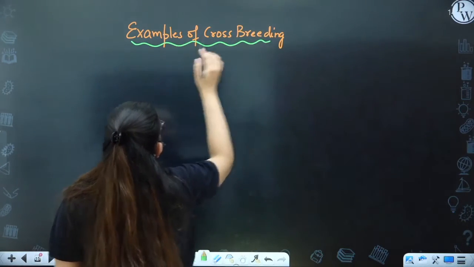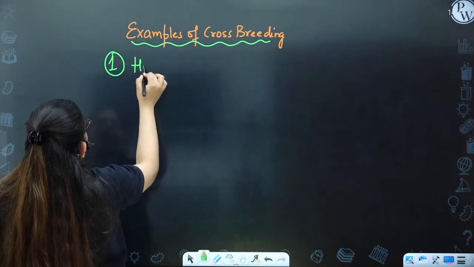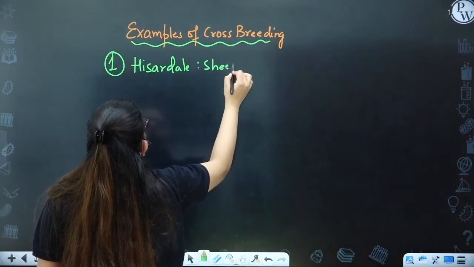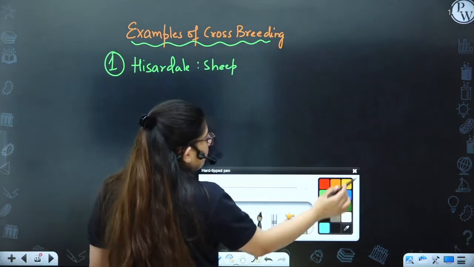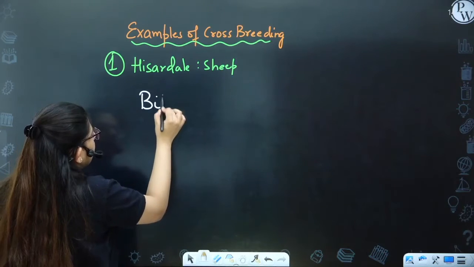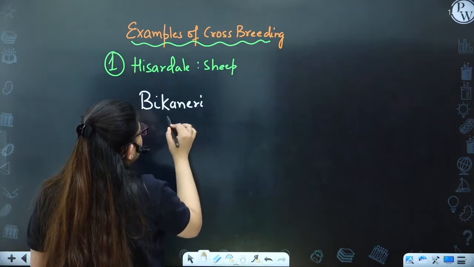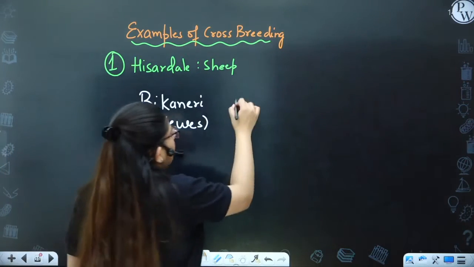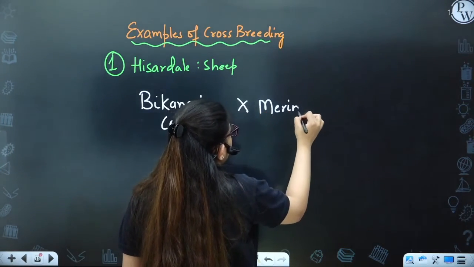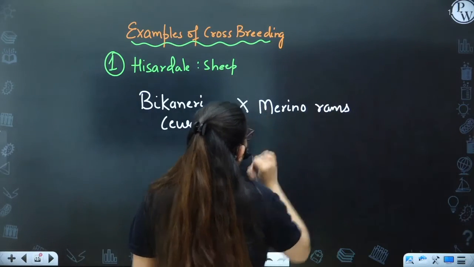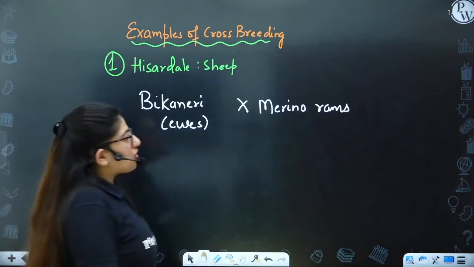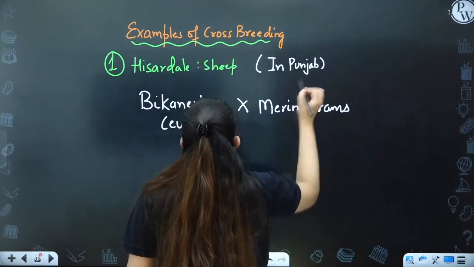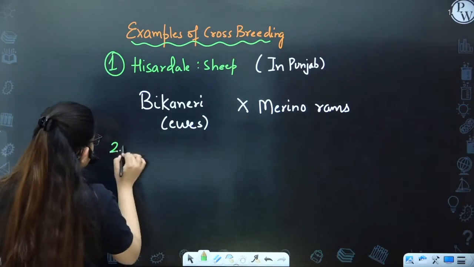So the first example of crossbreeding is Hisardale. Hisardale is a sheep which is produced by crossing Bikaneri ewes. Bikaneri ewes means Bikaneri female sheep are crossed with one exotic male sheep, that is Merino rams. Rams are males. Okay. And this was produced in Punjab. So that's a sheep.